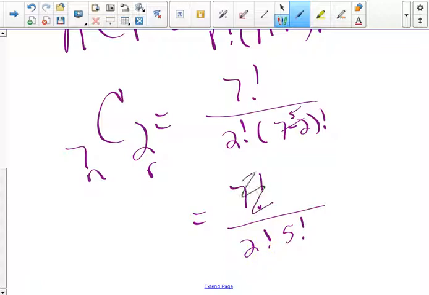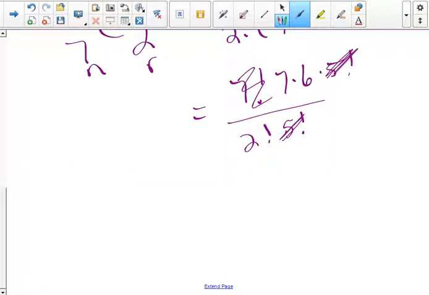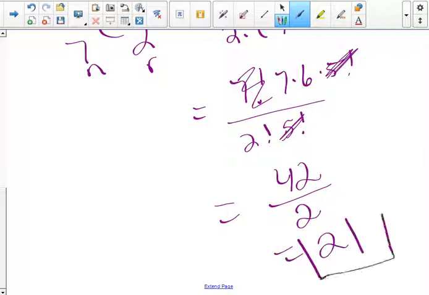Well, we can rewrite that 7 factorial is 7 times 6 times 5 factorial, right? That's the same thing, right? So we can cancel out our 5 factorials. That's just another way to do that. You could have written 5 through 1 and 5 through 1 down there. Now we've got 7 times 6 on the top, which is 42, over 2 factorial, which is 2 times 1, which is equal to 21. And that's your answer.